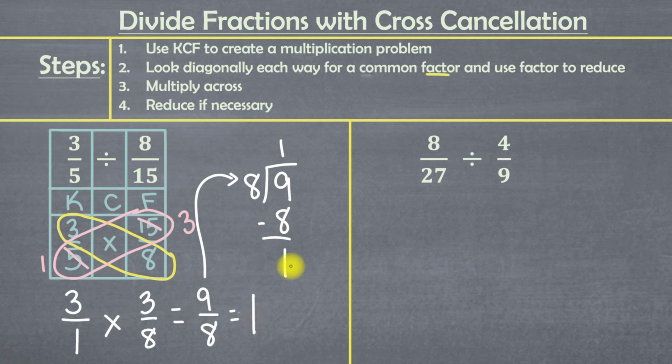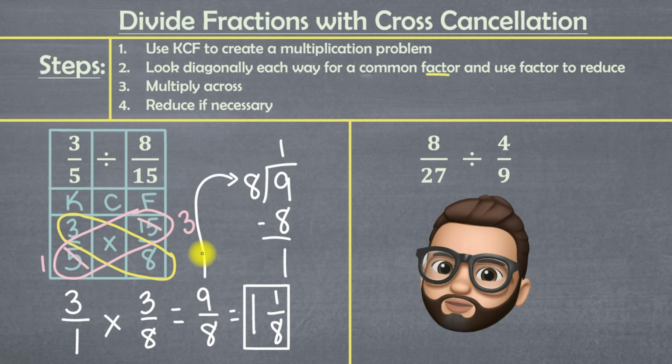The remainder here is also 1, but since that's my remainder, that means that's going to be the top of my fraction in my mixed number. That'll be 1 here, and our divisor will stay as our denominator. So therefore, the quotient of 3 over 5 divided by 8 over 15 is equal to 1 1/8.